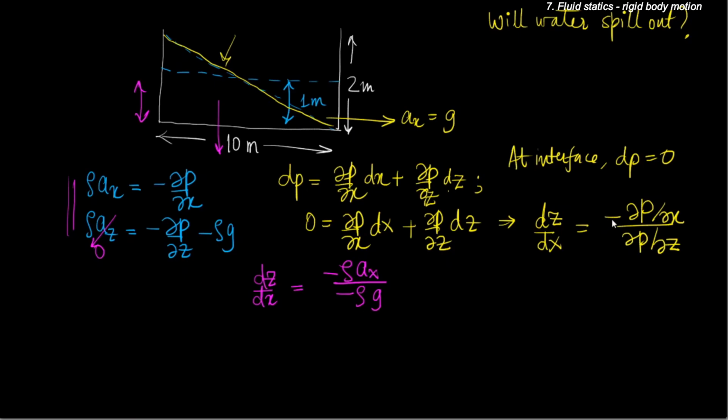In fact, minus sign is there, so del p del x is rho ax. So this particular term in the bracket is equal to minus del p del x. Rather, it is equal to del p del x, and we have a minus sign over here. So this becomes minus ax upon g, and because ax has a magnitude of 1, this particular term becomes equal to 1.